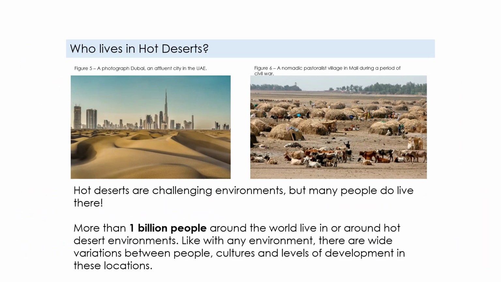However, people do live in deserts. Around 1 billion people live in deserts around the world. Some people that live in deserts are very, very wealthy in HICs like the United Arab Emirates. Dubai is in a desert, but the majority of people living in deserts are known as nomadic tribes. As you can see in figure 6, a nomadic tribe in Mali. These are small little tribes, small communities that are constantly moving around, finding land to farm, and then moving on.